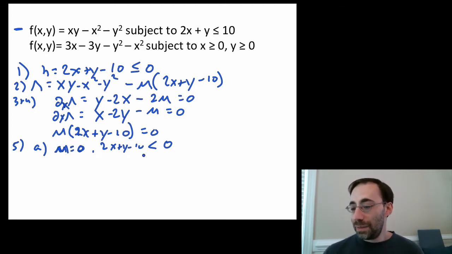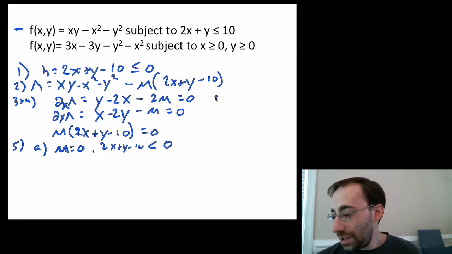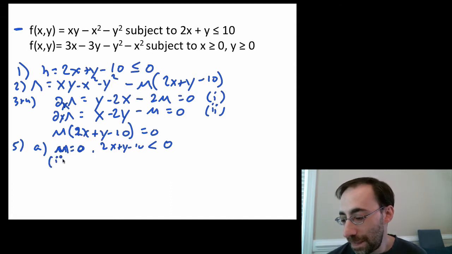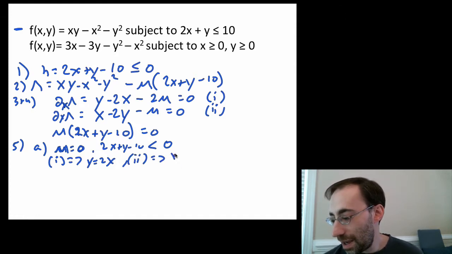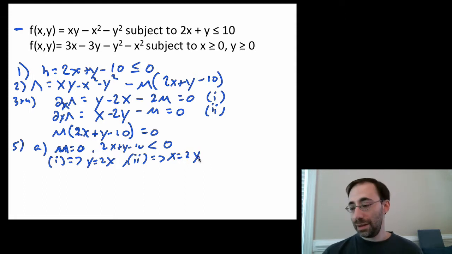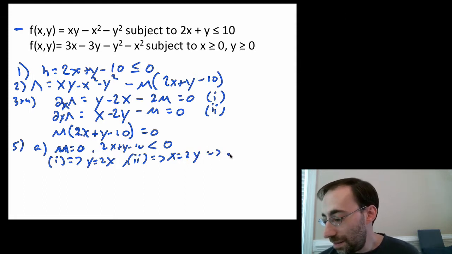What happens then? Well, equations 1, little 1, and little 2. In that case, little 1 implies what? Well, if mu is 0, then we have y equals 2x. And little 2 implies that x equals 2y. Put them together and that implies y equals 4y, or y equals 0, which implies x equals 0.